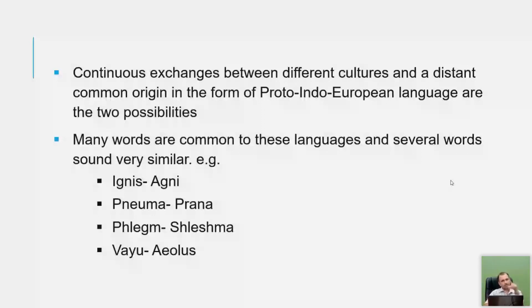And it makes sense when you look at the similarities between different words. Many words are common to these languages, and several words sound very similar also. Ignis, Agni; Pneuma, Prana; Phlegm, Shleshma; Vayu, Ailus. Semantically they are related words. Some of them have common etymology, and this is very, very interesting.